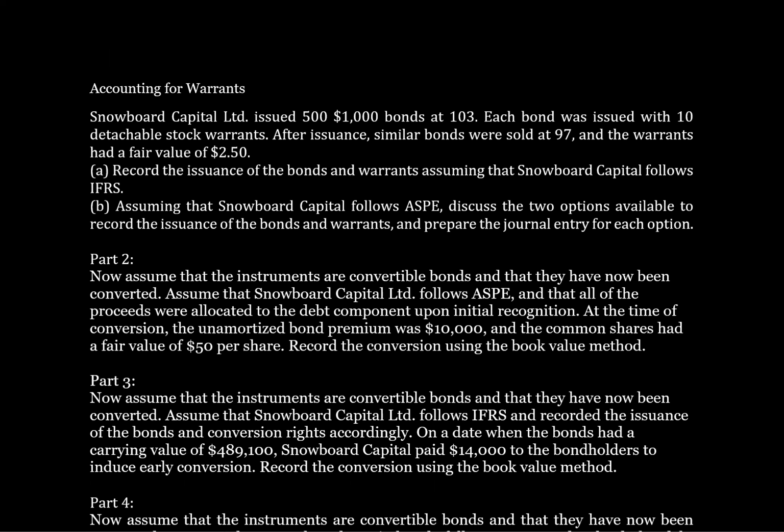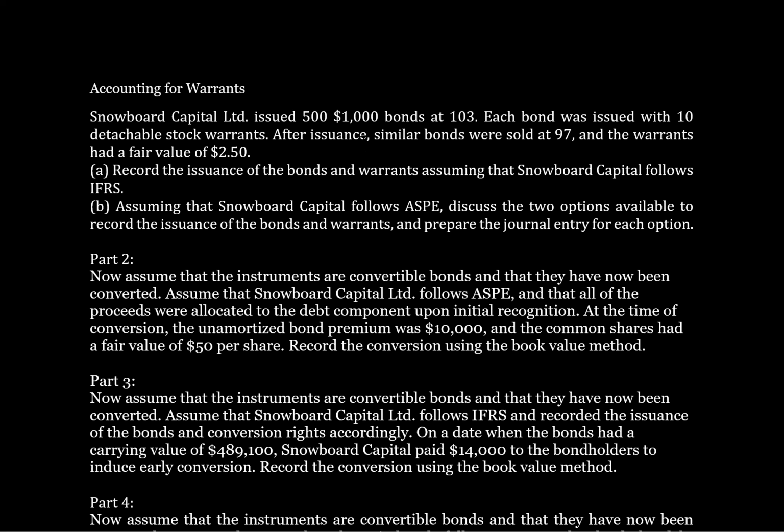Well, IFRS requires us to value the debt first. So we're told that we purchased 500 $1,000 bonds at 103, but this is the combined instrument. Each bond was issued with 10 warrants. So the 103 includes the bonds and the warrants. What we want to know is how much is just the bonds without the warrants, so we can bifurcate the accounting for the debt from the equity.